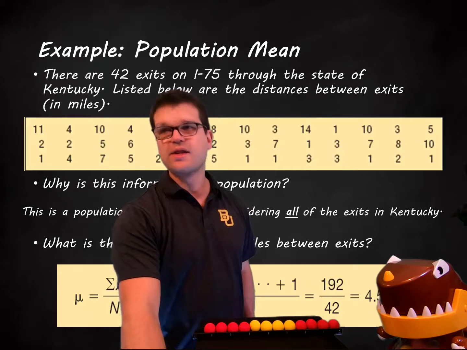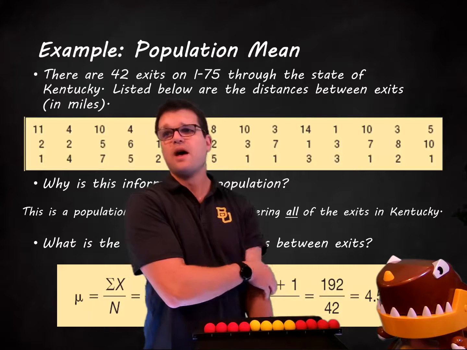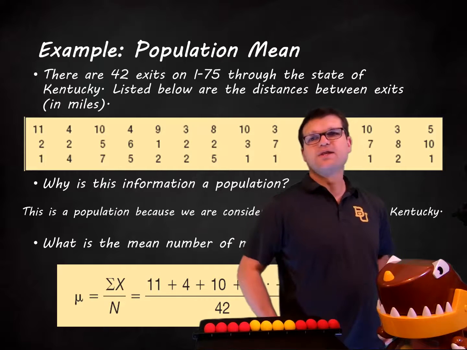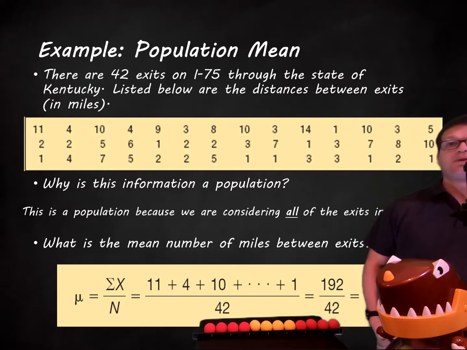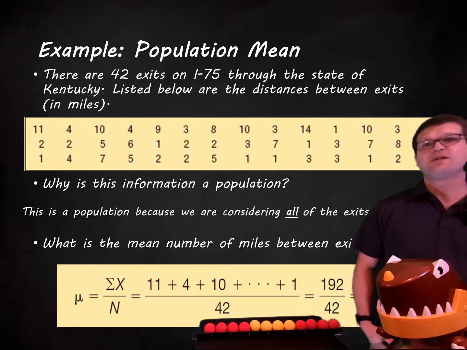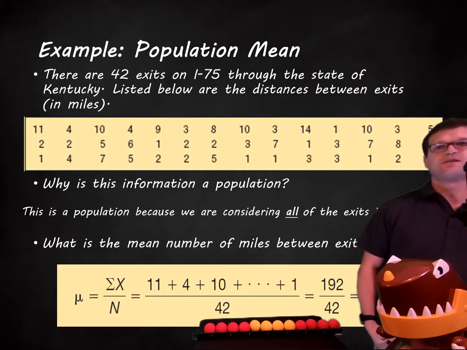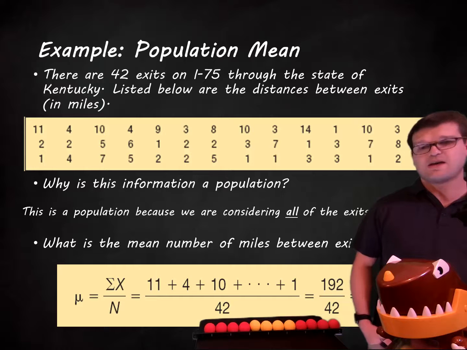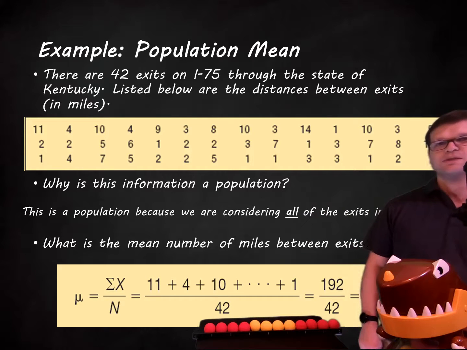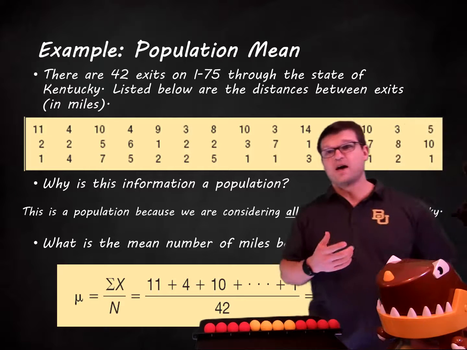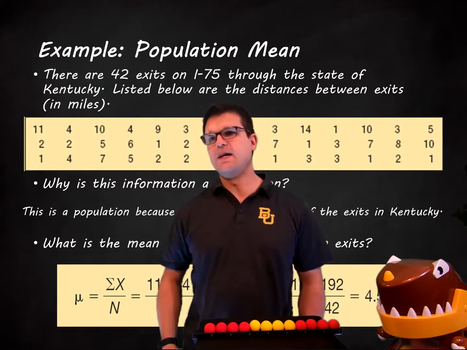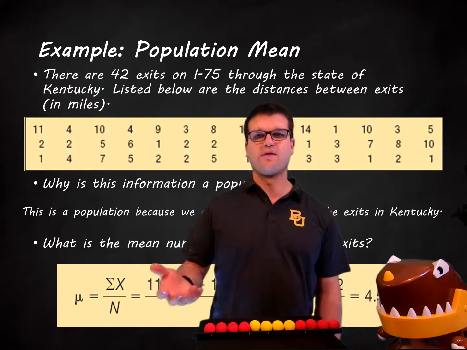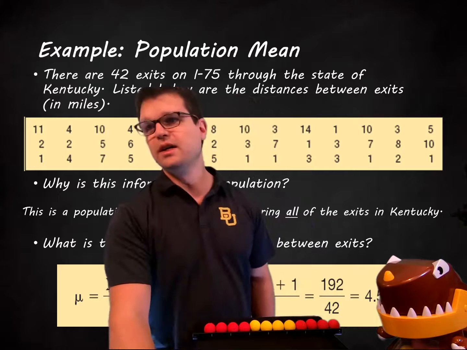Okay, so here is an example of a population mean. There are 42 exits on I-75 through the state of Kentucky. Listed below are the distances between the exits in miles. The reason why this is a population mean is because literally every single exit is listed, and because every exit is listed, it's a population. Mind you, there's only 42 of them, but it's still a population of 42. Notice it doesn't give us the location of where they are necessarily, but we'll get to that in just a minute. You could have the first, the second, the third.